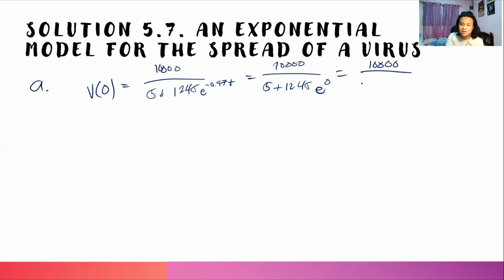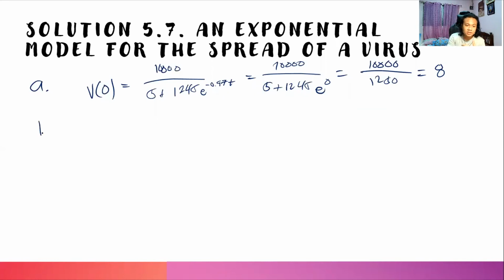10,000 over 5 plus 1,245. Okay, 1 na rin siya. Okay? So, this is equal to 8. Right? 8. Use your calculator. So, 8 people. So, sa first day pa lang, naanay 8 ka people nga na-infect, okay, with the virus.